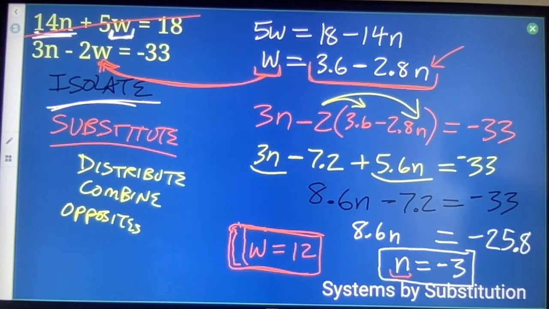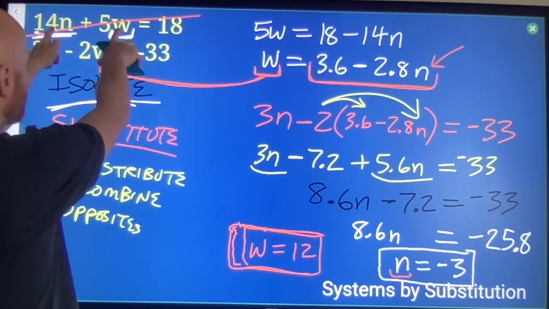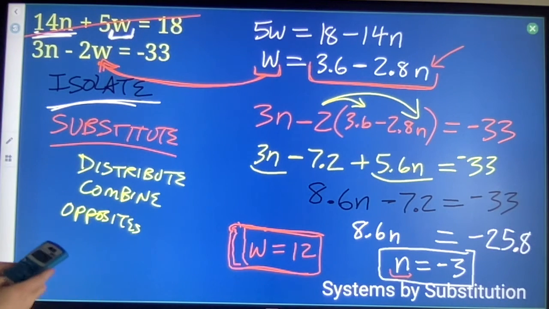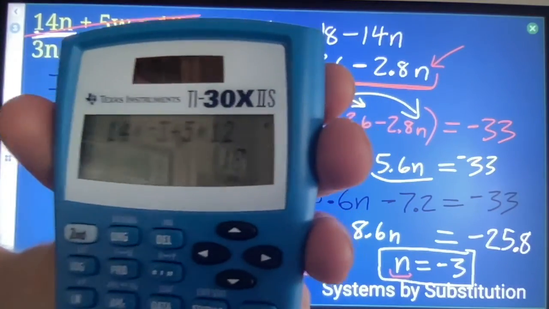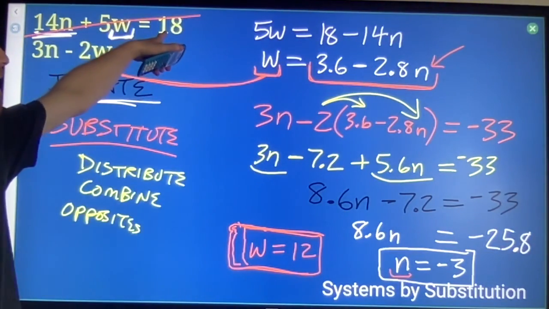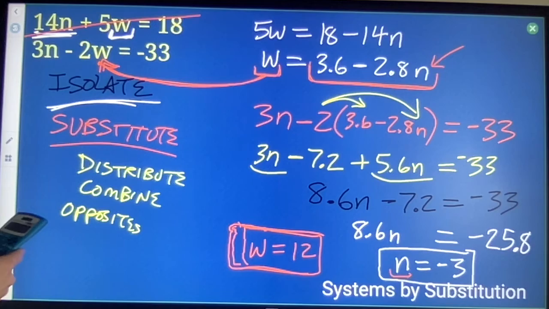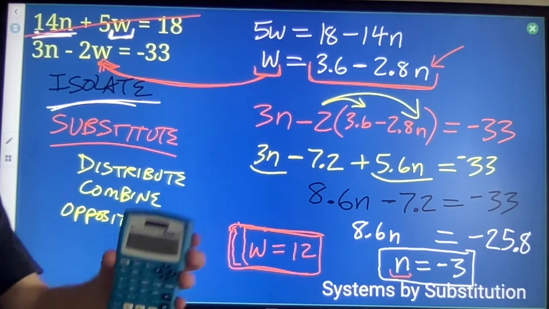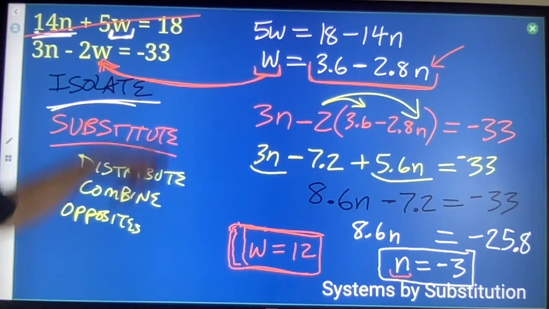The other beautiful thing about systems of equations is I don't need to turn this in until I've checked it. I can find out, am I right or not, before I turn it in. How will I know I'm right? If these solve correctly the original equations. So if I do 14 times negative 3 plus 5 times 12, I should get, as an answer, 18. And if I do 3 times negative 3 minus 2 times 12, I should get, as an answer, negative 33.